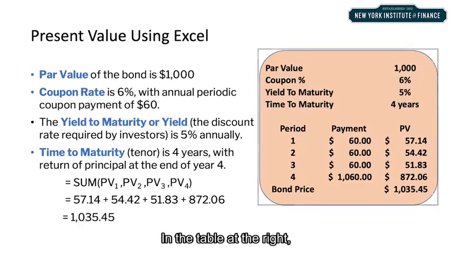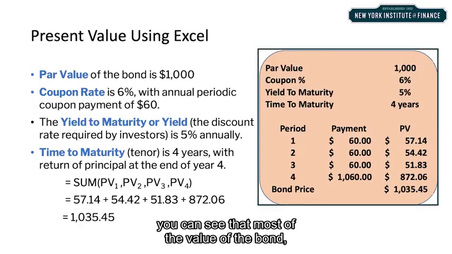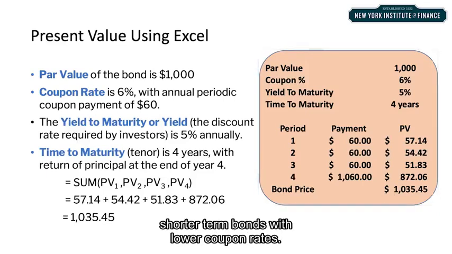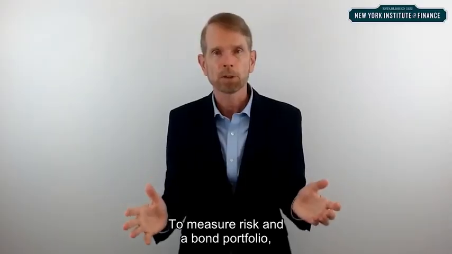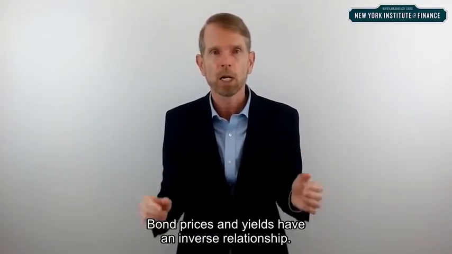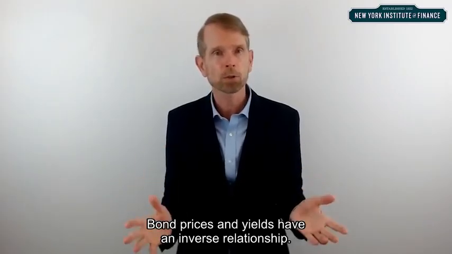In the table at the right, you can see that most of the value of the bond, $872, is contained in that final payment of principal and interest. This is generally true, especially for shorter-term bonds with lower coupon rates. To measure risk in a bond portfolio, you need to understand the relationship between prices and yields. Bond prices and yields have an inverse relationship.